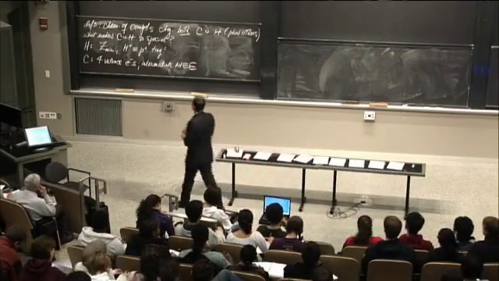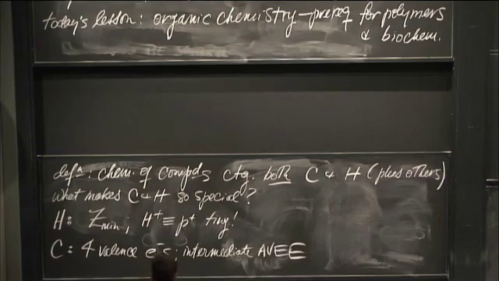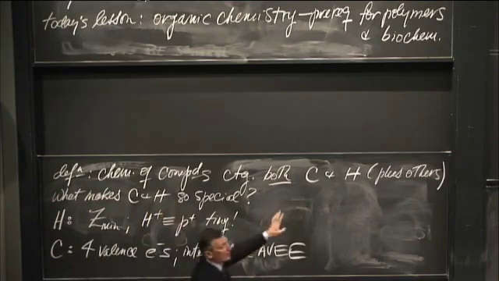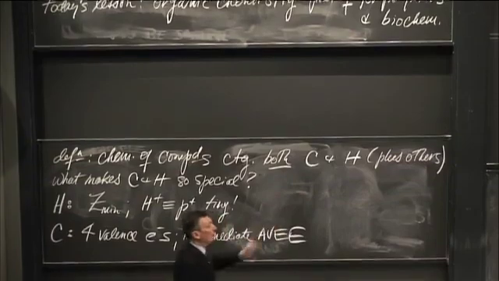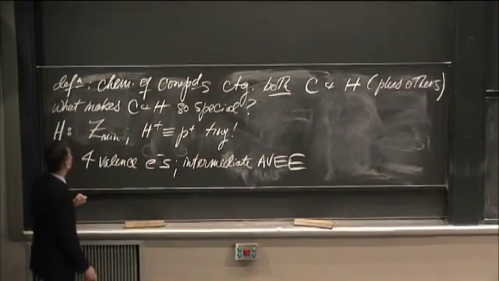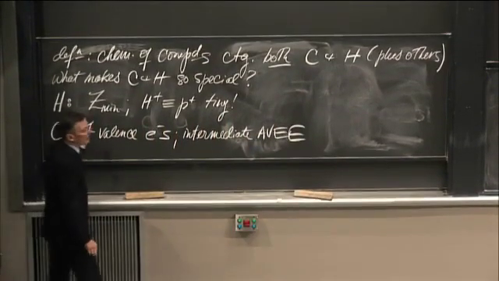So let's get into it. The definition of organic chemistry: it's the chemistry of compounds containing both carbon and hydrogen. There can be, of course, other elements present, but you got to have carbon and hydrogen to get yourself into orgo. And what makes carbon and hydrogen so special?